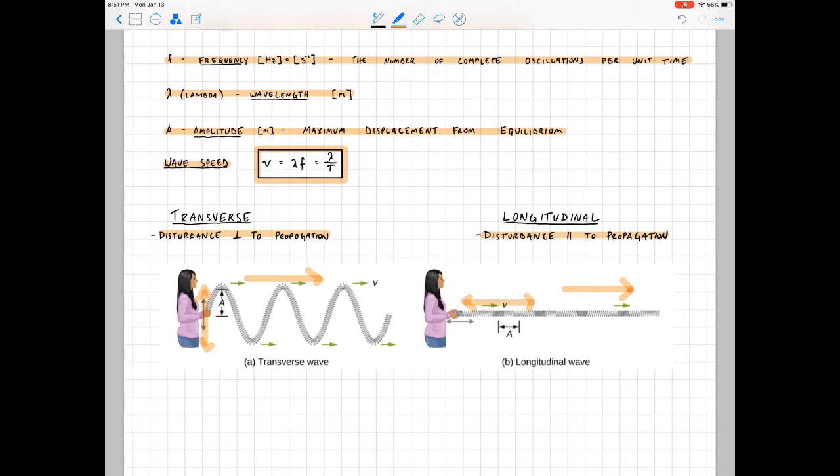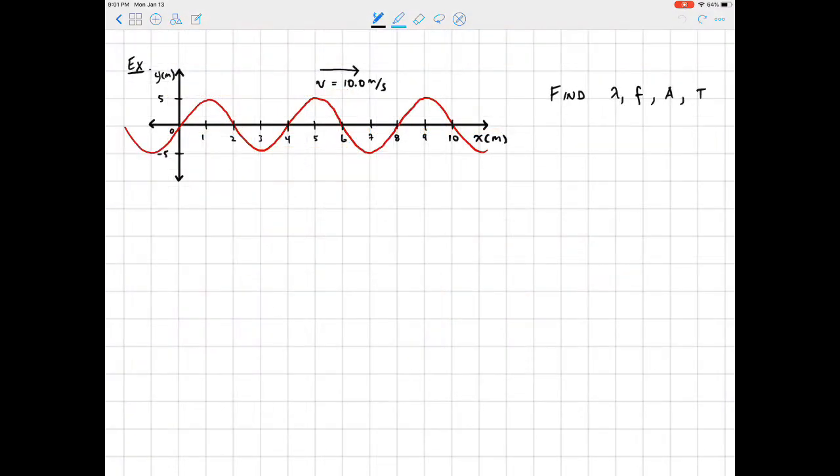So two different types of waves, where the disturbance is either perpendicular or parallel to the propagation. All right, so in this example, we have a wave drawn on an x and y coordinate system. We're given that the speed of the wave is 10 meters per second to the right, and we're asked to find some of the basic properties of the wave: the wavelength, the frequency, the amplitude, and the period.